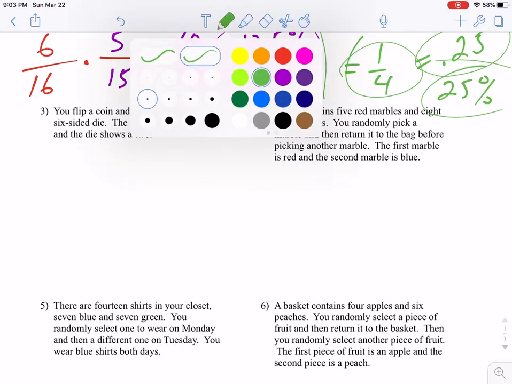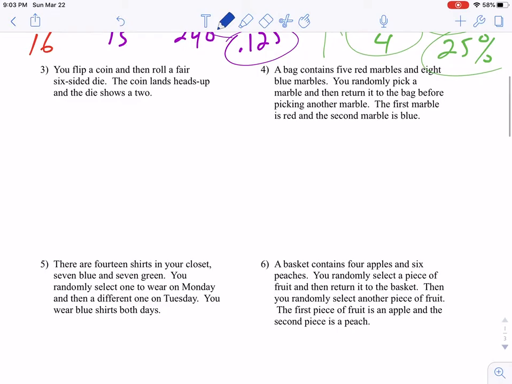Okay, third example here is another coin flip, it looks like. You flip a coin, and then you roll a fair 6-sided die. Okay, when you flip a coin, there's 2 things that could happen. You could get a heads or a tails. And when you roll a 6-sided die, there's 6 things that could happen. Okay, 1, 2, 3, 4, 5, or 6.